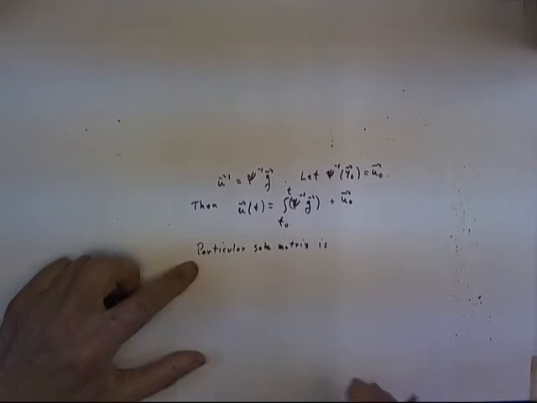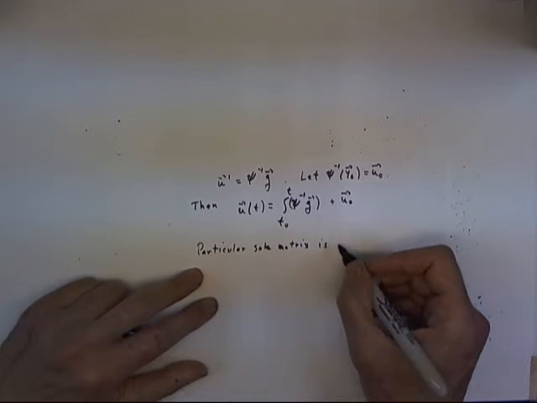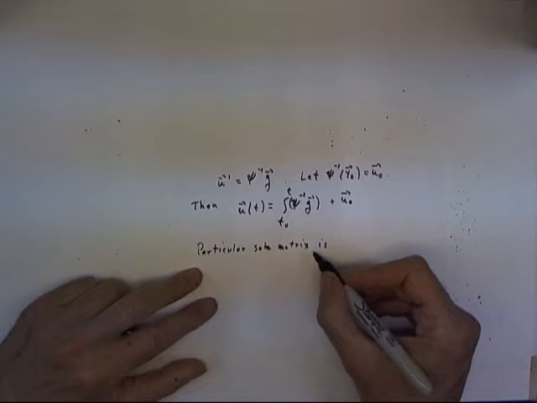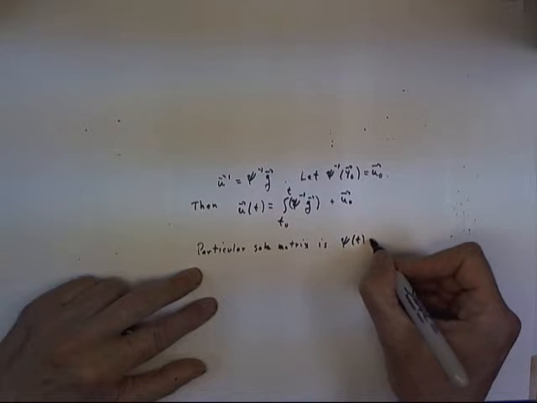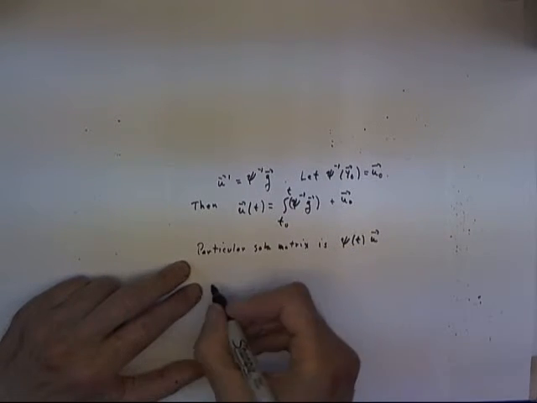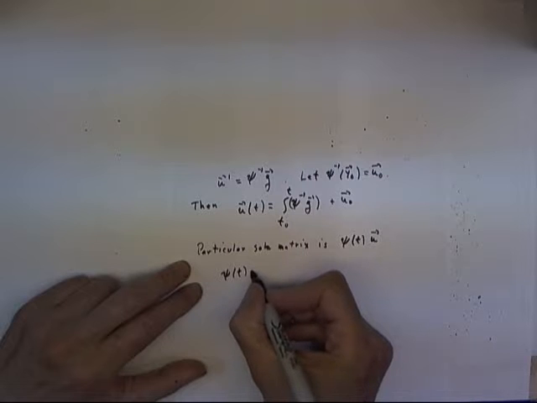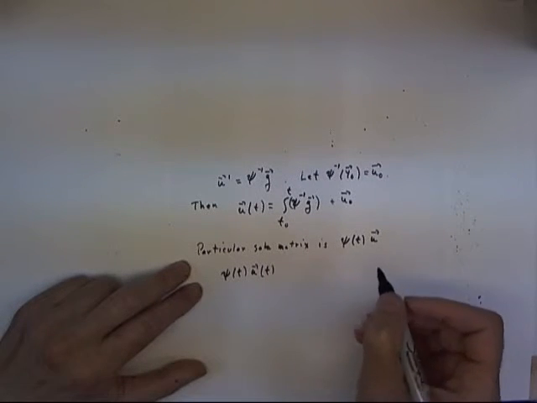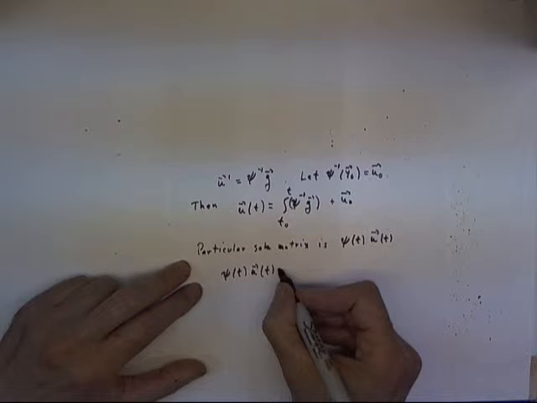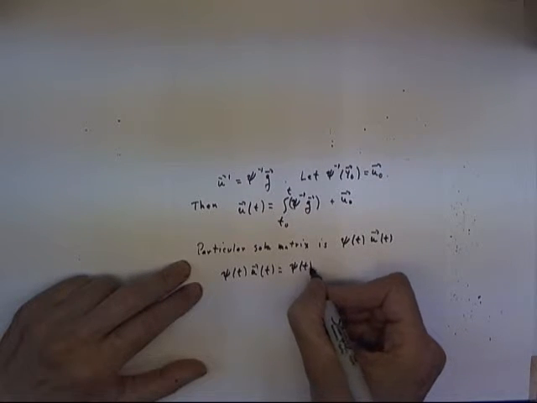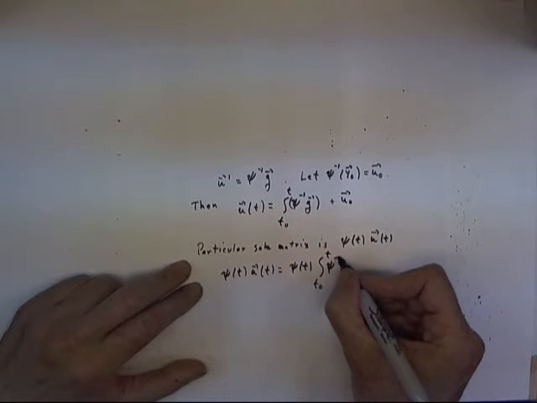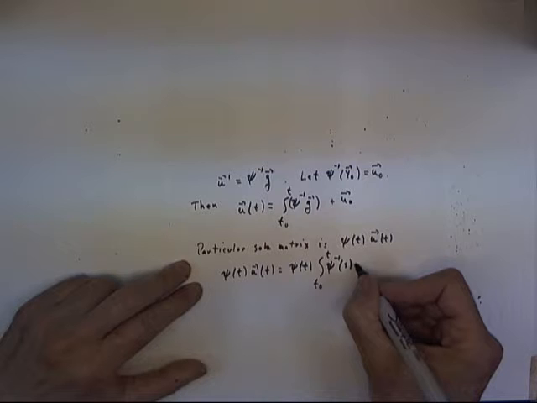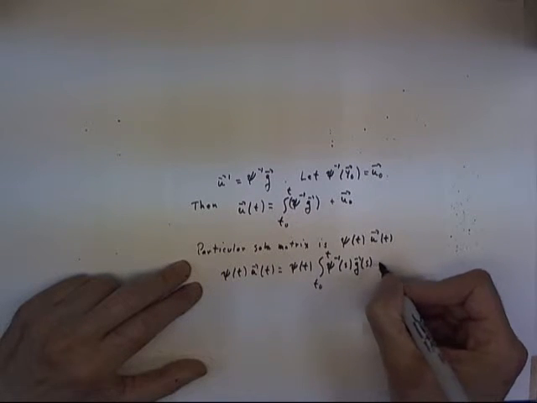Now, you recall the whole assumption behind this, and that was done fairly recently, so hopefully you still have it in mind. Particular solution matrix is psi of t times u of t, and that u of t now is psi of t times the integral from t naught to t of psi inverse of s, using s as a dummy variable now, just to flesh things out.